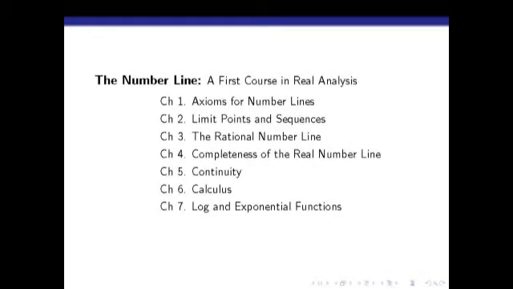And then we look at the rational number line, which is the minimal number line, and look at properties of that, and look at what's missing from the rational number line, and then use the fundamental theorem of arithmetic to show certain things are missing, and then go on to try to see how they can be filled in, and that leads to the completeness axiom in the real number line. And then continuity and calculus and exponential and log functions follow from that.